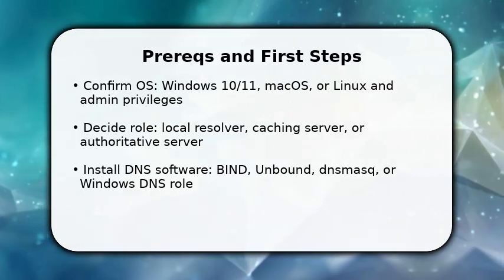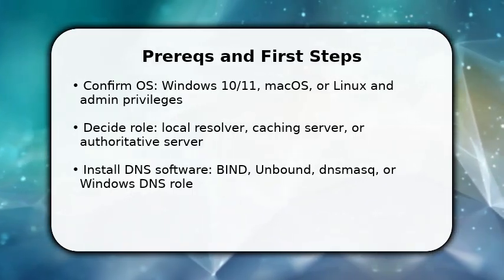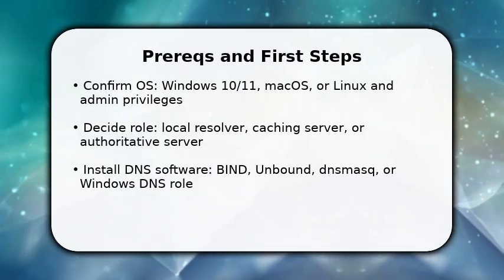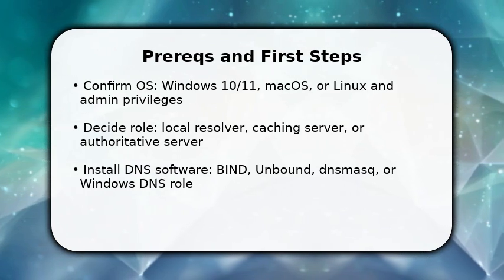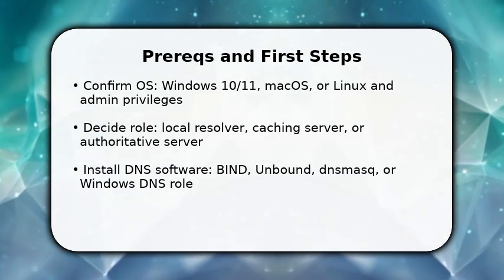Once installed, open the main config file and create a backup copy before editing. Make basic settings. Set listening interfaces, enable recursion if needed, and define forwarders for upstream resolution. This gets your server prepared for detailed zone and policy configuration next.